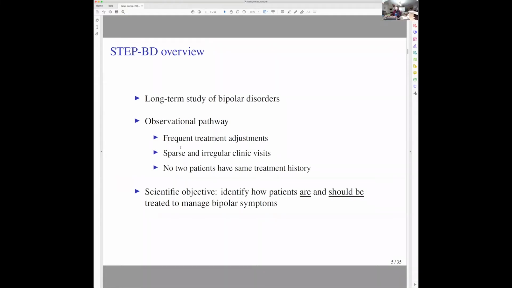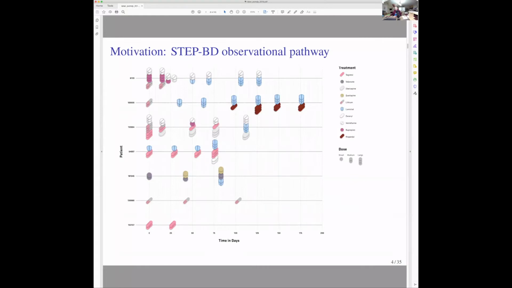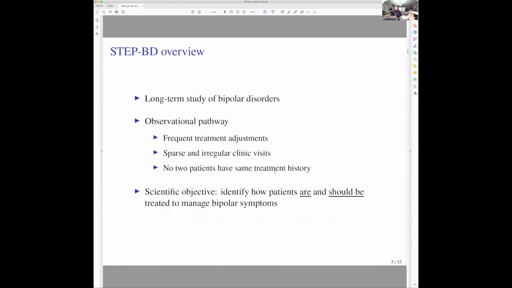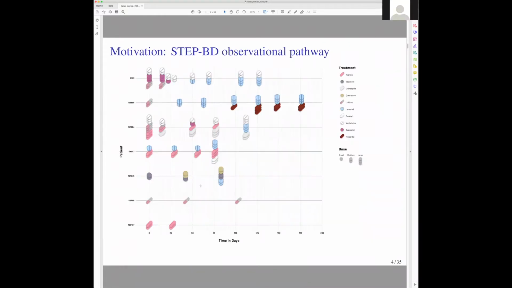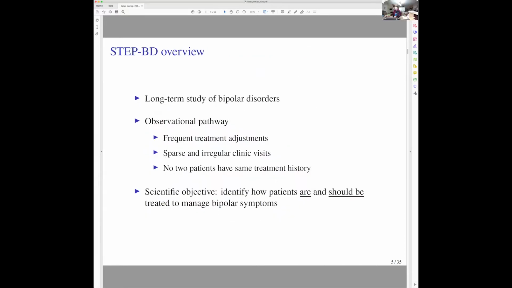The clinic visits were sparse and irregularly spaced. So if we go back here, some people were coming in very frequently. Others came in only a few times or 2 times. No 2 patients had the same treatment history, even after you coarsen the data to 2 weeks. And the scientific objective here is to identify how patients are and should be treated to manage bipolar symptoms. So there's 2 questions here. If we look at this, you could ask, why and how are clinicians making the decisions they're making? So what's driving these treatment changes? And the second thing, and the thing I'm going to focus on today, is how should we be making those treatment adjustments? What drug should we be selecting and at what dose?